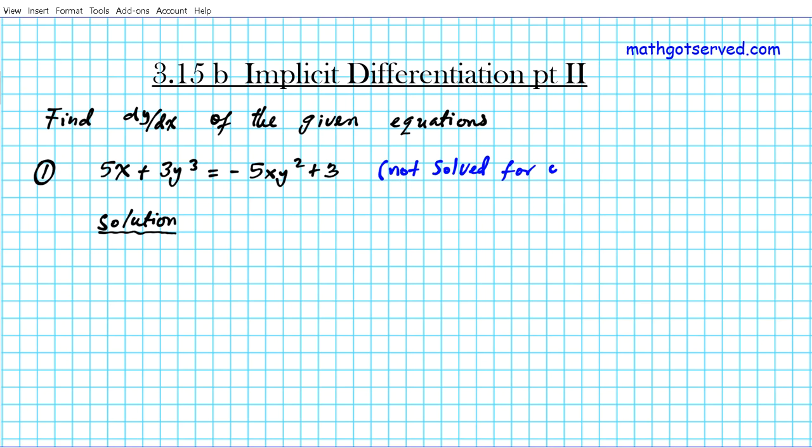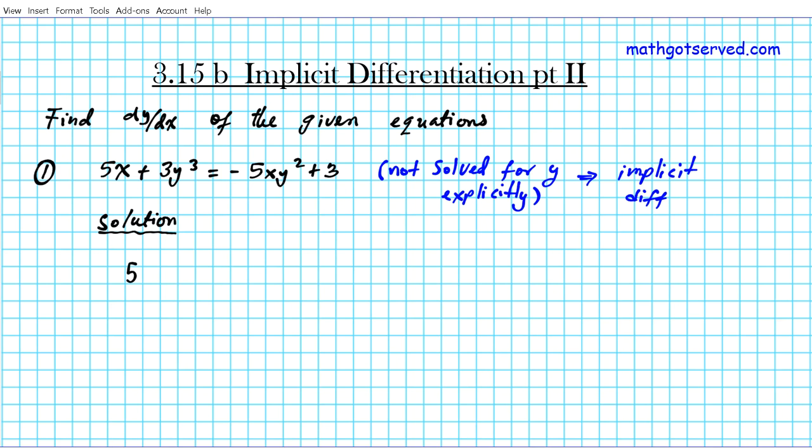Not solved for y explicitly, what does that mean? If it's not solved for y explicitly or isolated, that means that you use implicit differentiation. Okay? Sometimes you can easily solve for y, but in a case like this, it's extremely difficult to get y isolated, so the optimal choice or route would be to use implicit differentiation.